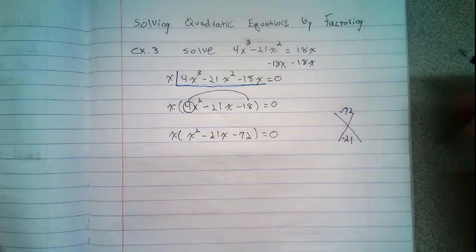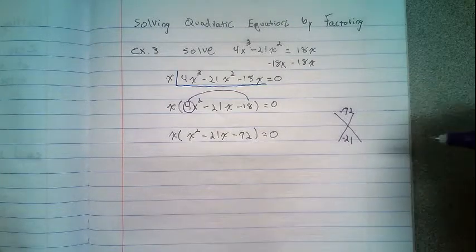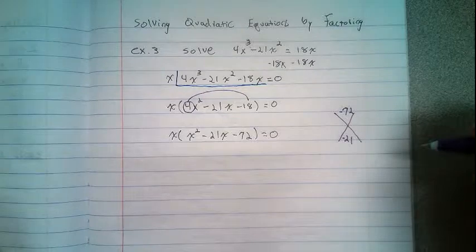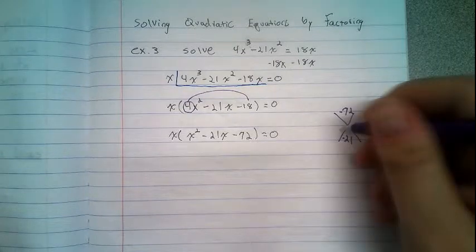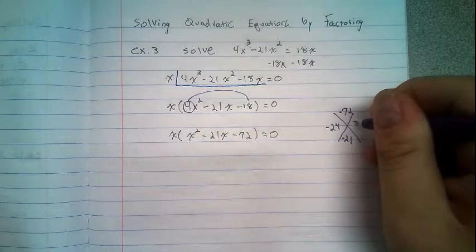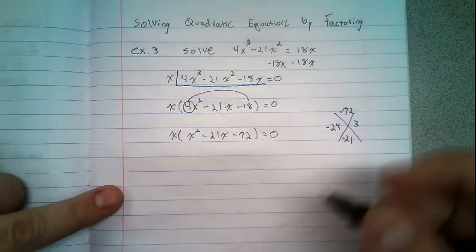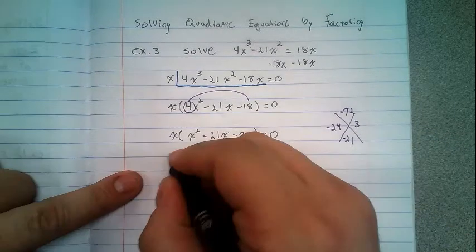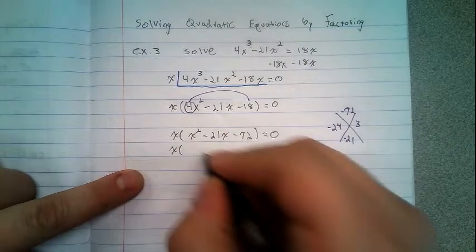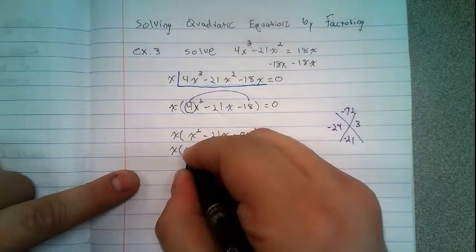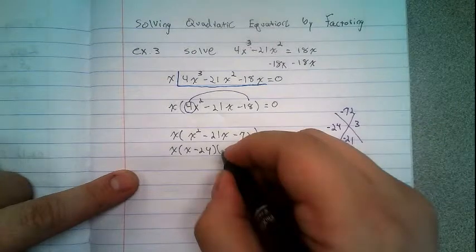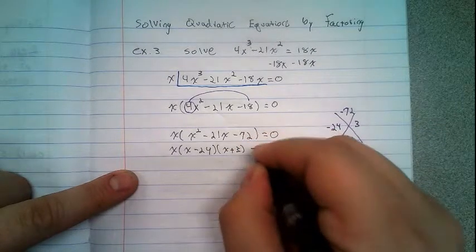Do you want to pause and think about it for a second? Or I'm just going to keep going. So the solution for this one is one that many people don't think about. It's actually negative 24 and 3. So let's keep on going through the process of solving this one. I still have my x here, and I've factored this to be (x minus 24) times (x plus 3), and all of that equals 0.